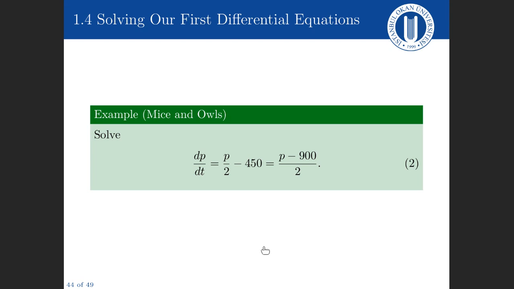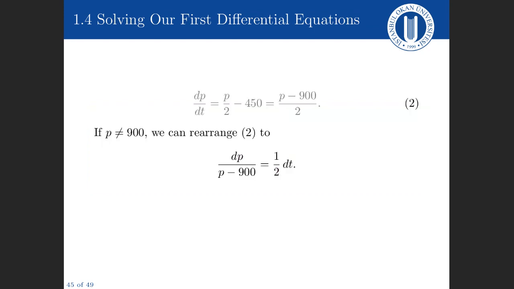I want to start with the mice and the owls. Solve dp/dt is p divided by 2 minus 450. So to solve it, it's going to be easier if we write this as (p minus 900) divided by 2. First thing to note is, as long as we can assume that p is not 900, we can rearrange the equation like this. Now, what I'm doing is I'm taking p minus 900 and I'm moving it down here, divide both sides by p minus 900, and then the dt I'm moving up to the right side. In other words, multiply both sides by dt.